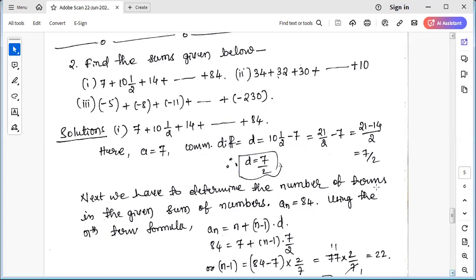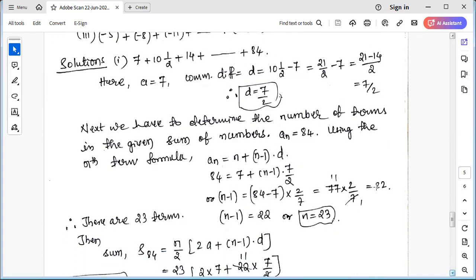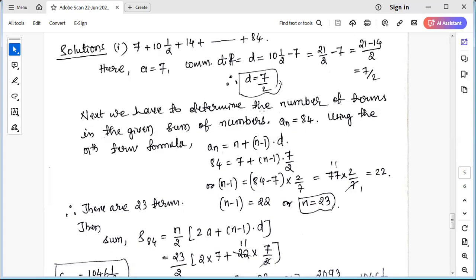So next we have to determine the number of terms present in the given arithmetic progression. And here it is given that An is equal to 84, meaning one term has the value 84. So using this, we can determine the n value. Using the nth term equation, An is equal to A plus n minus 1 into D, where An is 84.